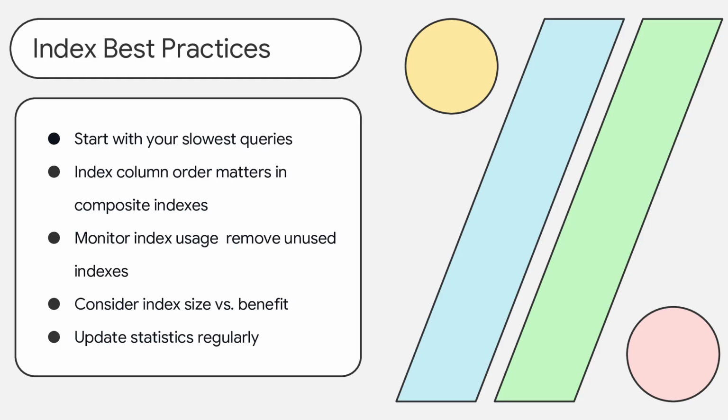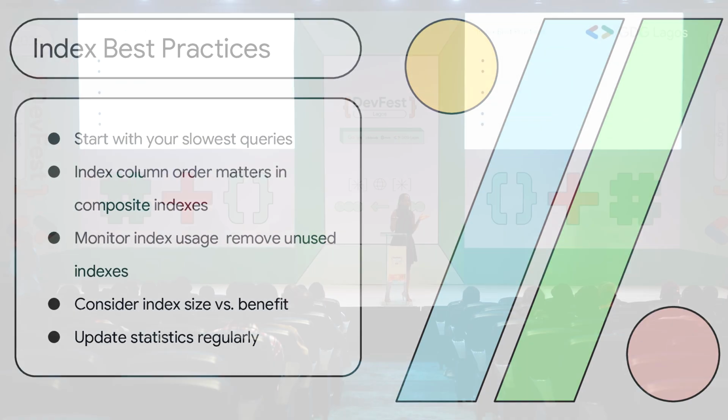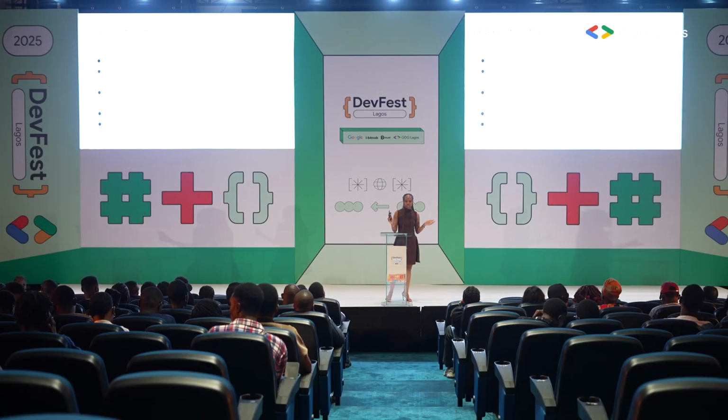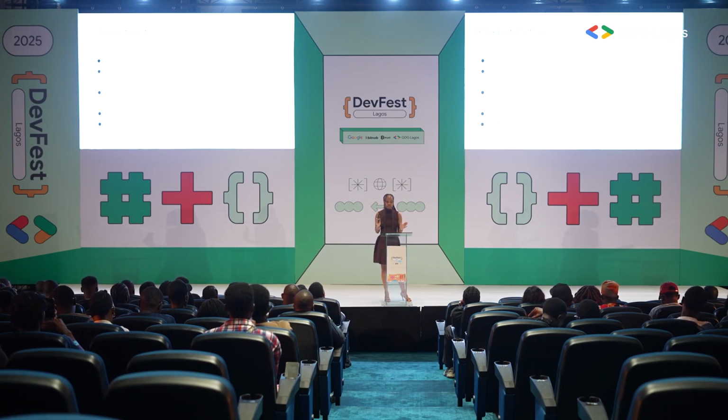So what are the best practices for indexes? It's always better to start with your slowest queries. Check all the queries you have and focus on your slowest query. I'll go into something later that helps you know what queries are slow. Sometimes you can just tell when your users start coming back to tell you this thing is taking forever, or you start losing your users.